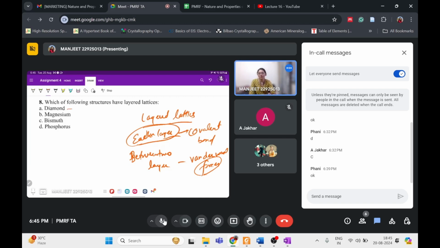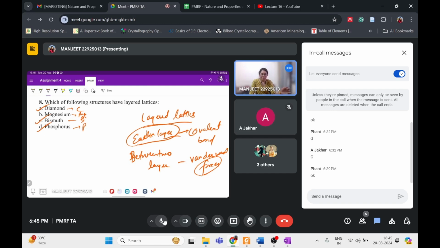Diamond is basically carbon, magnesium, phosphorus, bismuth, and the phosphor. I'm telling you, this one you have to remember: diamond, bismuth, and phosphorus. These have the layered lattice structure.